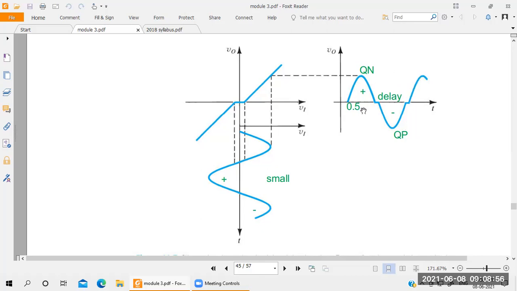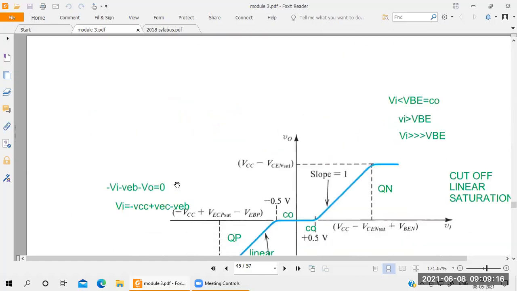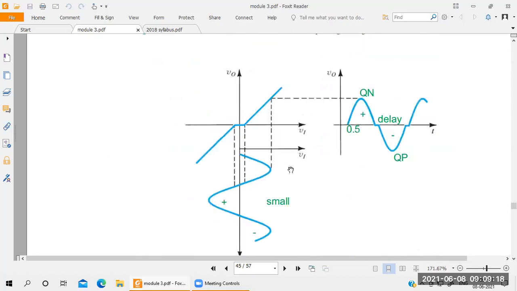Understood? Because we are going to join Q1 and QP. See here, they have taken two transistors, right? Q1 for the positive voltage, QP for the negative voltage. Suppose you join them in series. Connecting two transistors in series form, you get a full cycle. Full cycle means you get a positive and negative voltage.